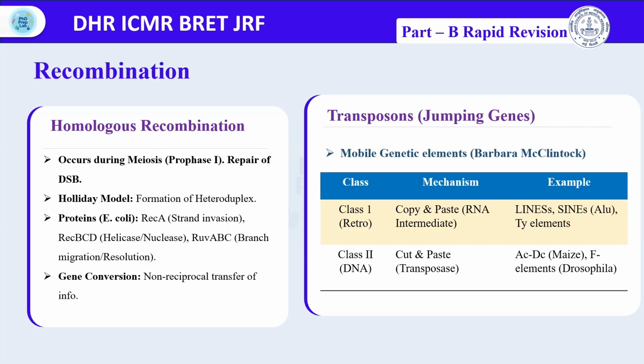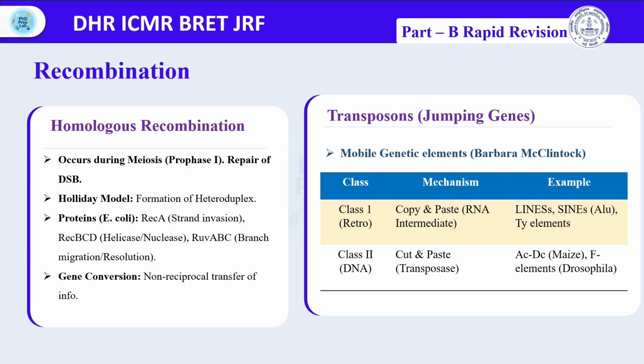So now you have recombination, wherein you have first homologous recombination that occurs during meiosis in prophase 1, and is also seen in the repair of double stranded break. You also see the homologous recombination. So there occurs a formation of the Holliday model. Okay, so Holliday model is the formation of the heteroduplex.